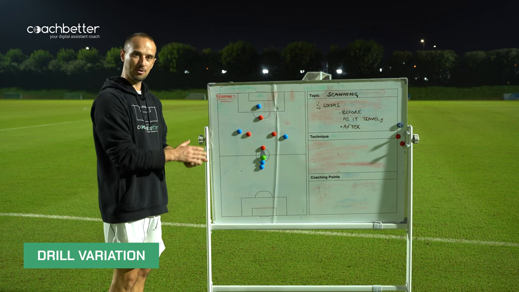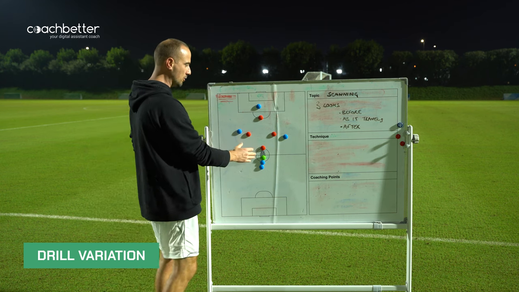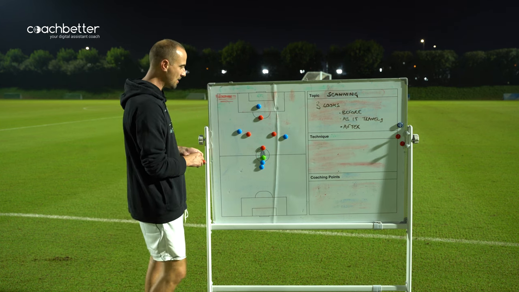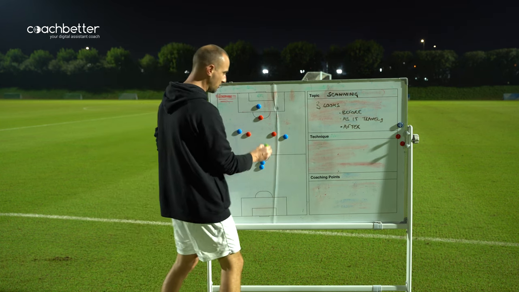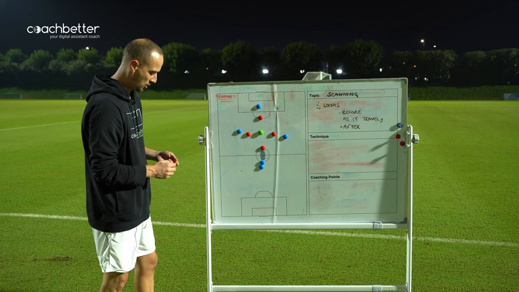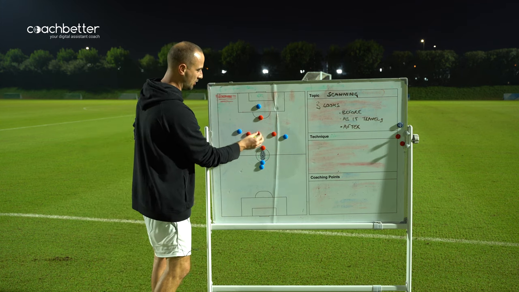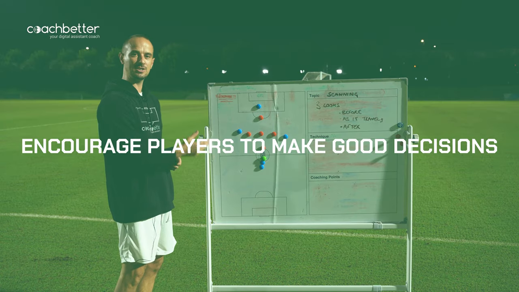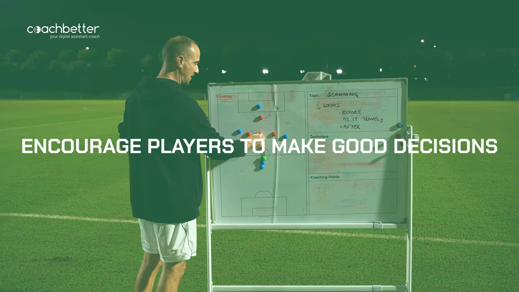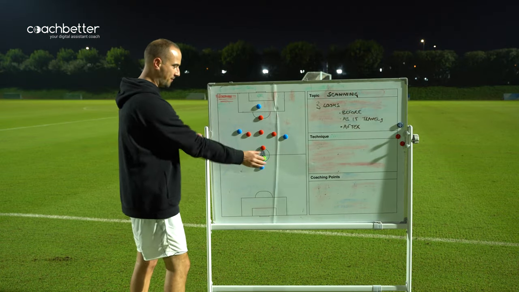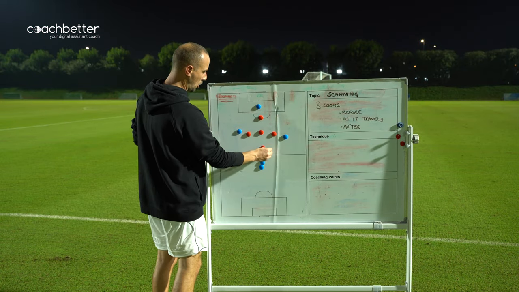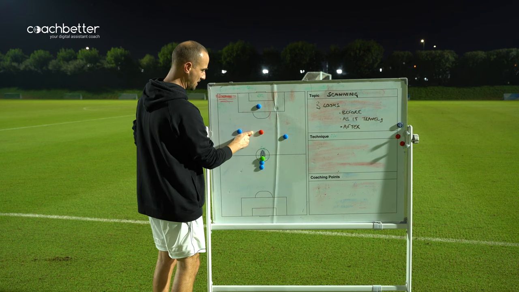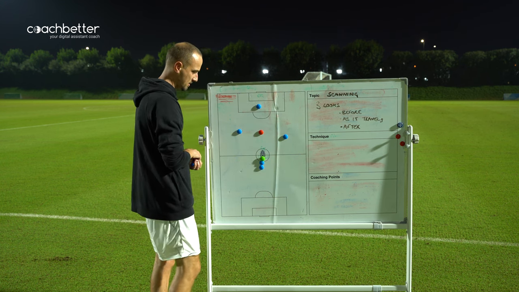Practice 2, so how we progressed that, was to add a little bit of an opposed situation. So now if we use this as an opponent this time, we encourage the players to make good decisions based on what that defender does. So the defender has the option to block that straight pass. So if we take those out so we can get a real clear picture.